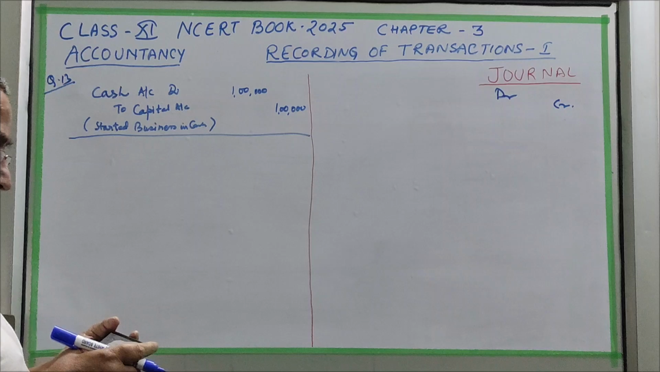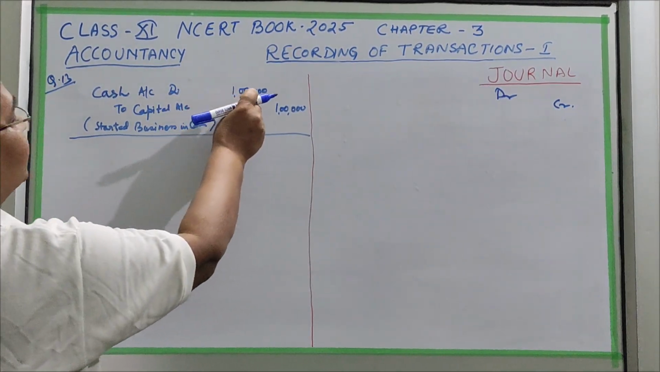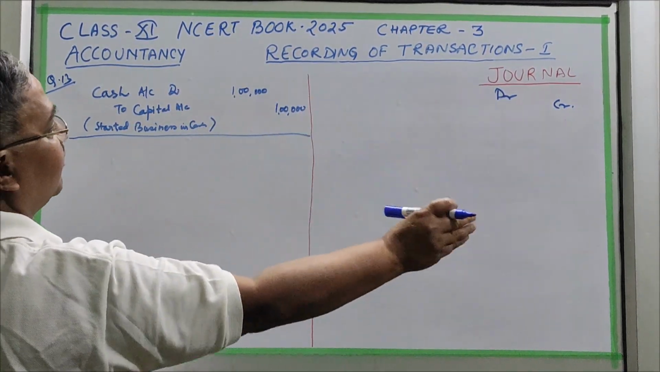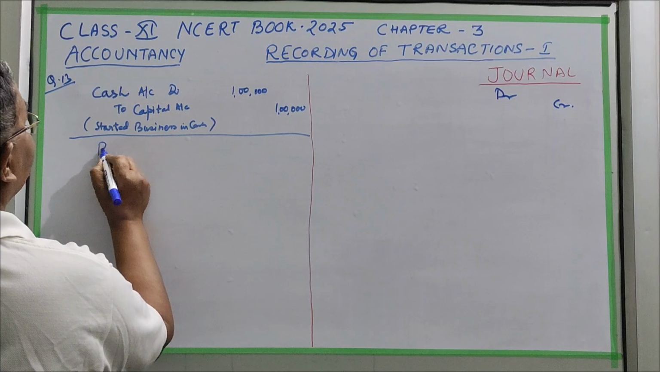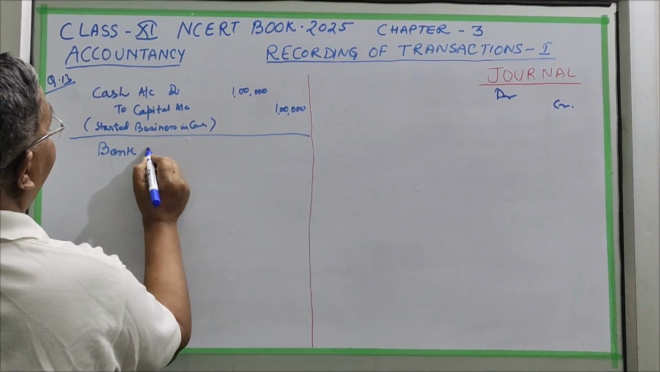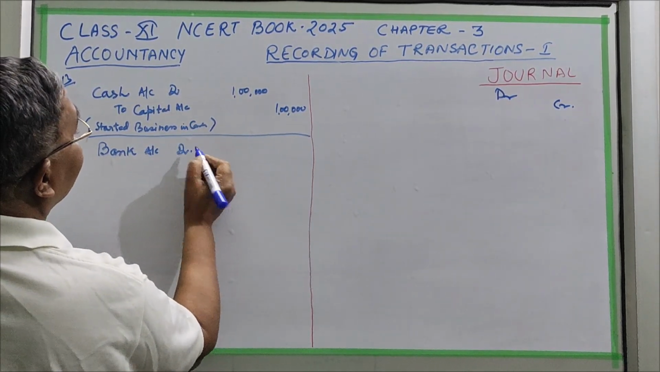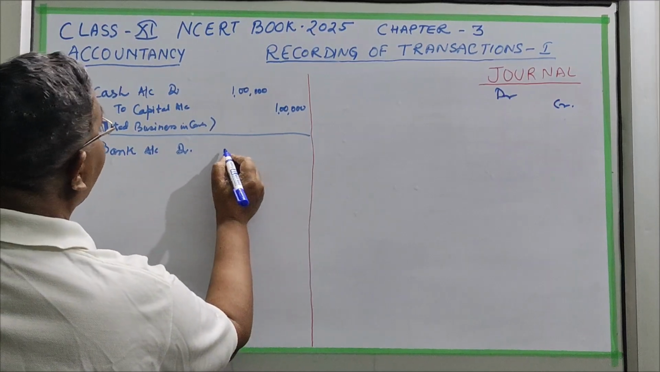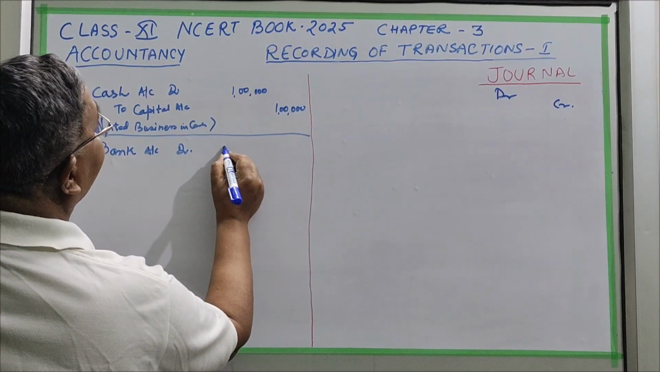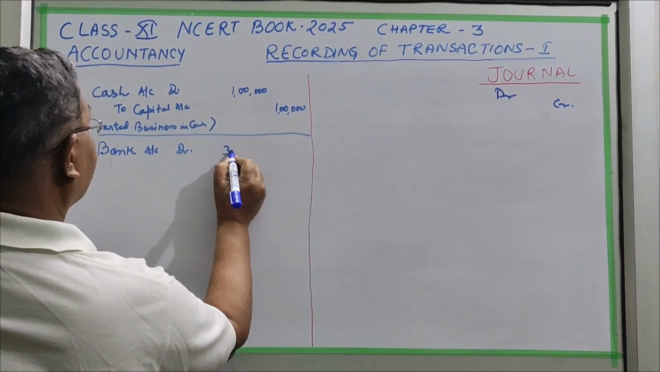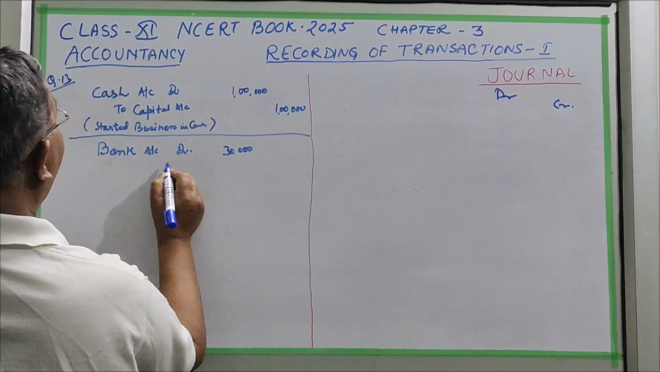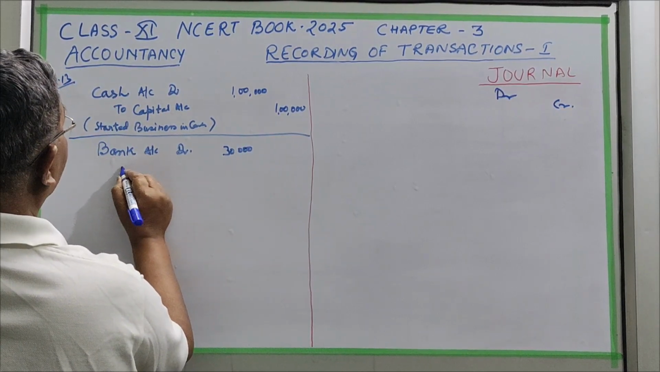Then open a bank account. So open a bank account means cash you will withdraw, and in the bank you will deposit the money. So bank is an asset, so bank account debit. In the bank you have deposited the money. So bank account debit 30,000. And cash goes out to cash account.